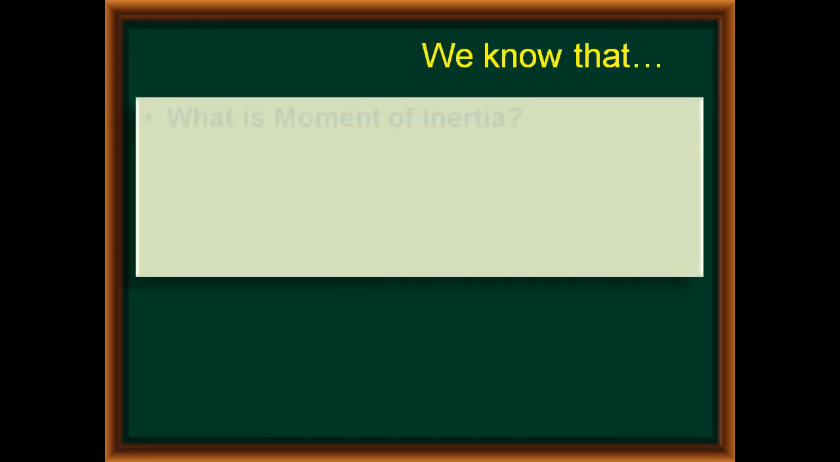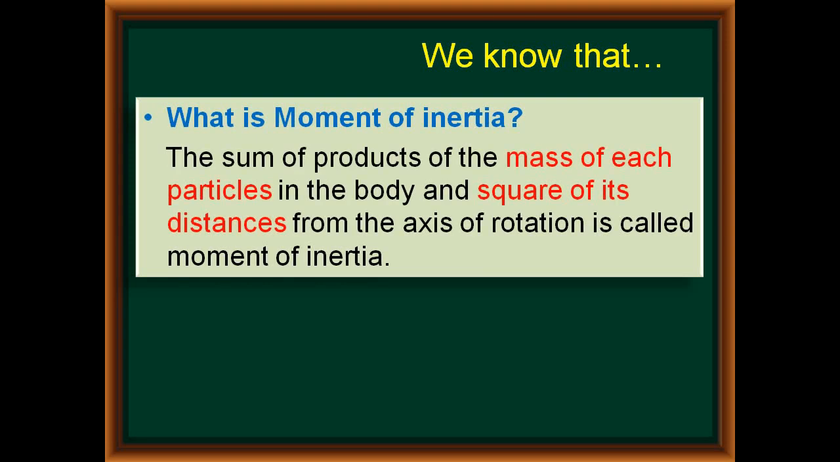In this chapter we have already studied what is moment of inertia. The moment of inertia is the sum of products of the mass of each particle and the square of its distance from the axis of rotation, and it is called the moment of inertia.